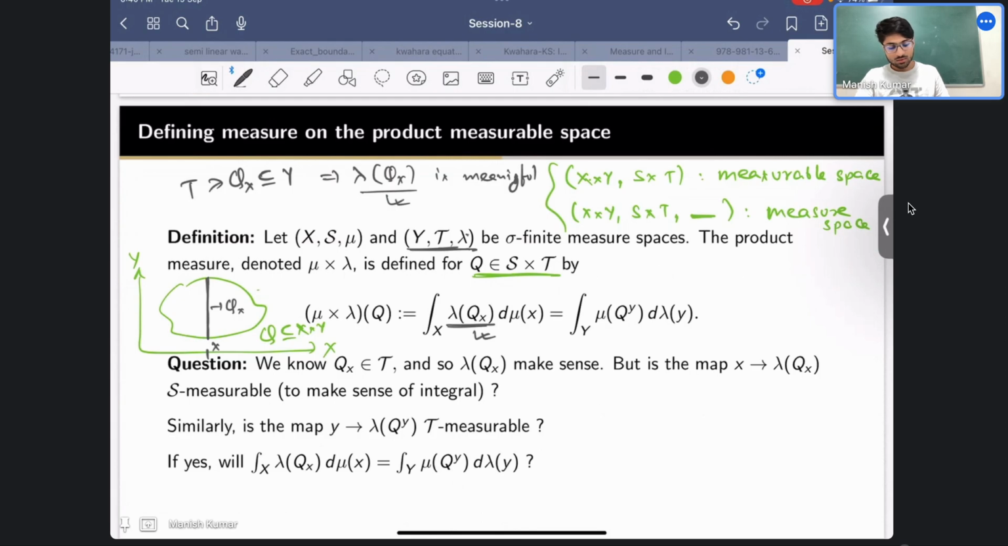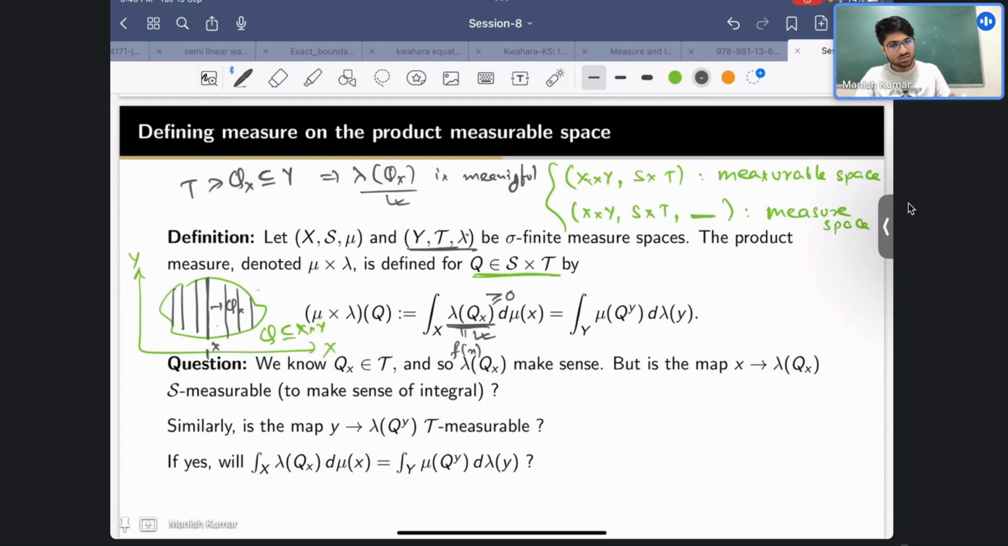Yes, sir. So that's what I'm saying: this lambda of Q_x is meaningful, and it is a non-negative quantity because it is a measure. So lambda of Q_x is always non-negative, and we can define integration. This will be a function of x, right? If you change x, your Q_x is changing. The moment you change x, the Q_x are changing, so the measure of Q_x is also changing. So it's a function of x.